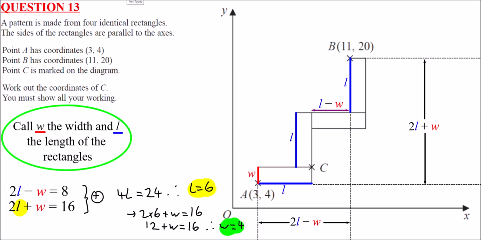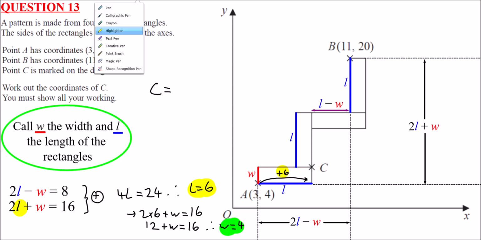So in terms of that working coordinate C, so C is here. I start at 3, 4. So what I need to do to get to C is add a length onto my Y coordinate. So the length is 6, so I add 6. Well, I don't know, I've put multiply. Must be rather tired, I don't know. So add 6 that way. And then to go from A to C vertically, we're adding an extra width. So the width is 4, so therefore we add on 4 in the vertical direction.